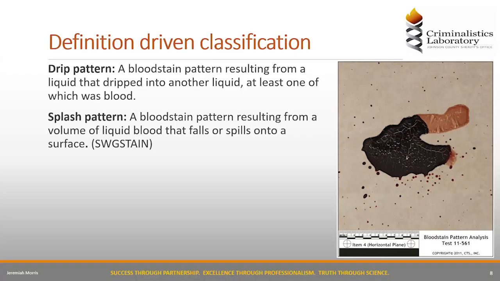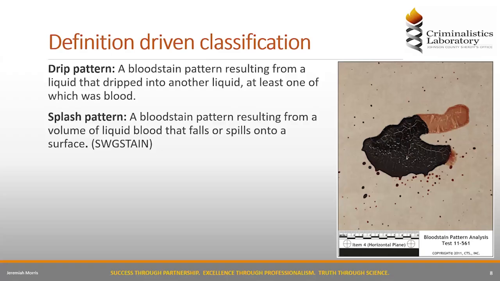And then someone else said, whoa, whoa, well, look at the definition for splash pattern. Now, splash pattern has been modified a little bit, but back in 2011, this is what the definition was. A bloodstain pattern resulting from a volume of liquid blood that falls or spills onto a surface. And they said, look, you can have a volume of blood at a low height that is just kind of poured onto the surface, and you could create this same thing. So do we know if it was a drip pattern, or do we know if it was a splash pattern?